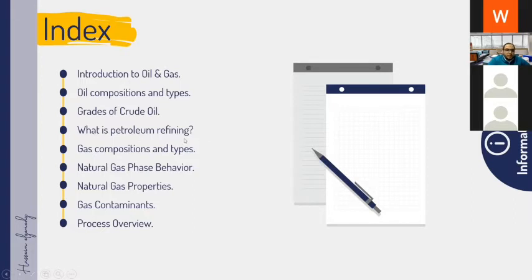What is petroleum refining? After that, we are going to talk about gas: natural gas composition and types, phase behavior, natural gas properties, and gas contaminants. After that, we are talking about an overview of gas processing. As I mentioned, some of the information may be repeated, but excuse me, it's just an introduction, not a detailed course about oil and gas processing.